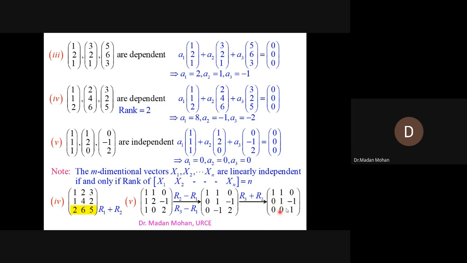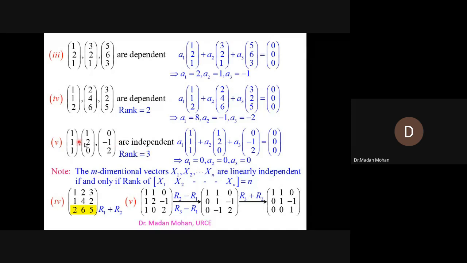What is the rank of this one? Please tell me. It is an echelon form, so the rank is the number of non-zero rows. Rank 3. Therefore, the rank of this one is 3, because they are equivalent. When one matrix is obtained from the other, we say they are equivalent. For the fifth example, the rank is 3.